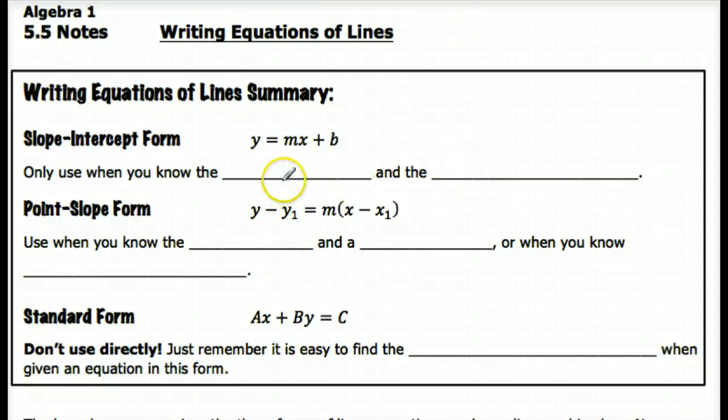All right. Okay, guys, so now that Mr. Hunter is out of the room, let me actually tell you what does go in those blanks. So we've learned three different forms for writing the equation of a line. The first one is the slope-intercept form, and the only thing I want you to remember about that form, besides what it is, is that you can only write an equation in slope-intercept form when you know the slope and the y-intercept.